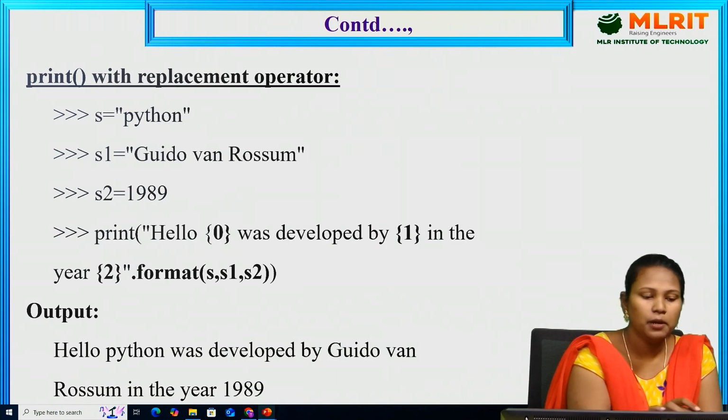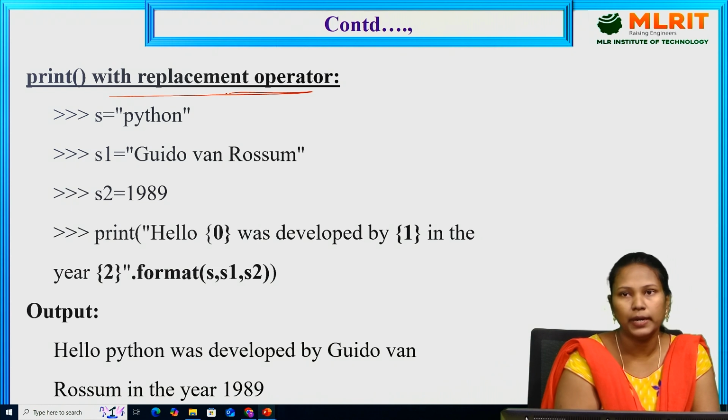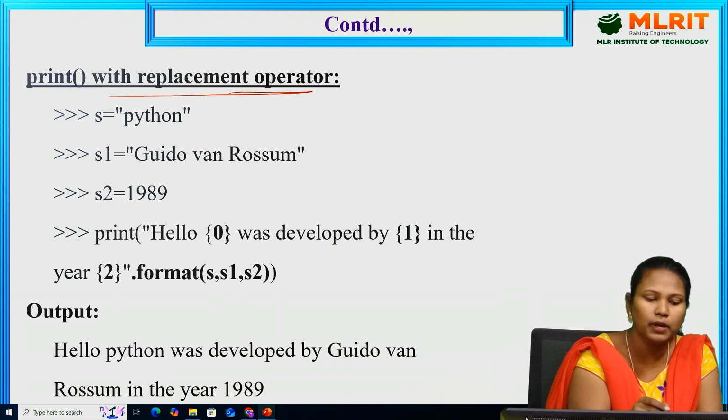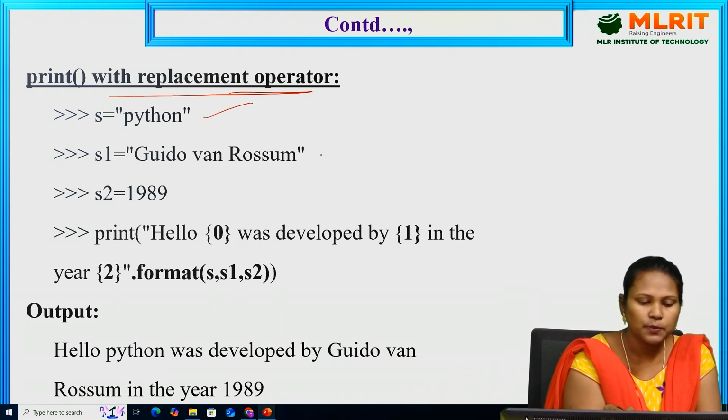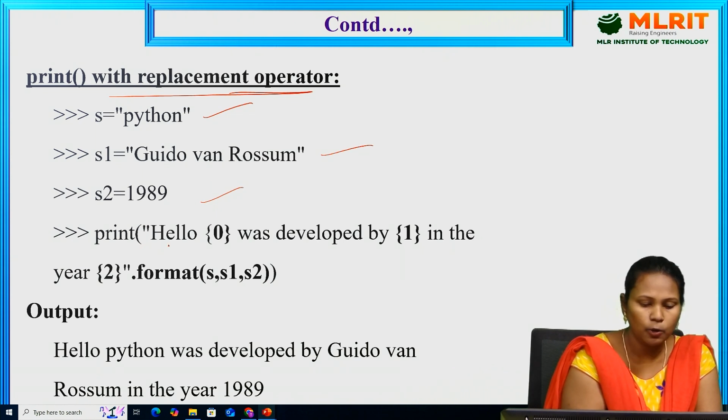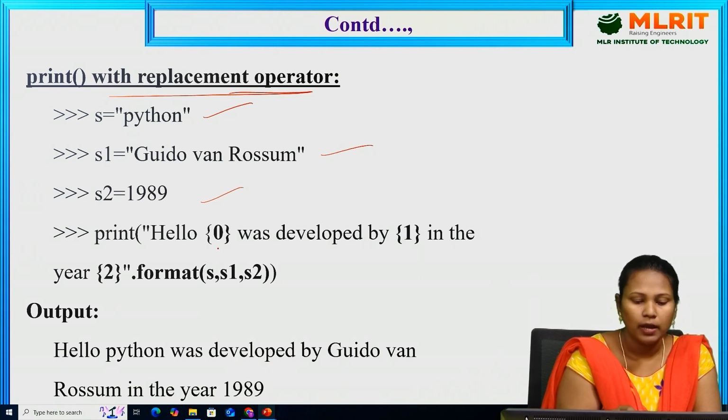The next one, print with the replacement operator. We can use replacement operators, we can replace values that way also. Again the same example, s is equal to "Python", s1 is equal to "Guido van Rossum" and s2 equal to 1989. So here print hello, and I am writing curly braces with {0} was developed by {1} in the year {2}.